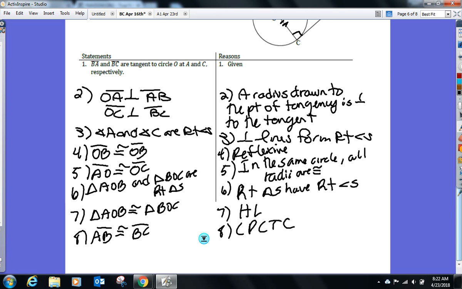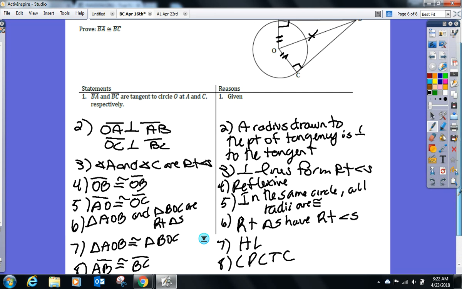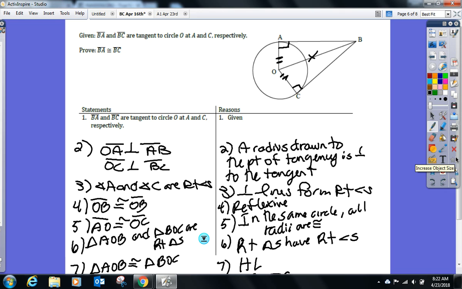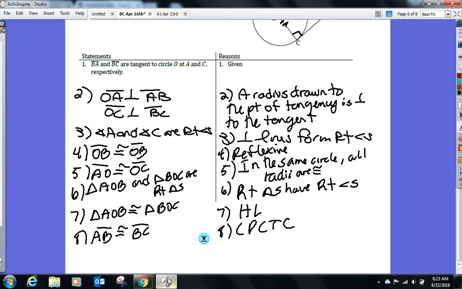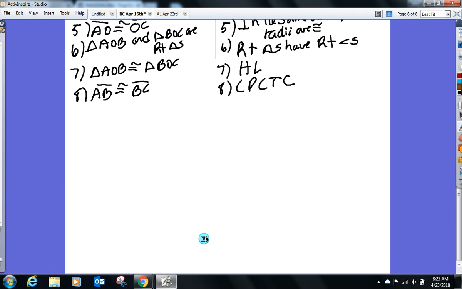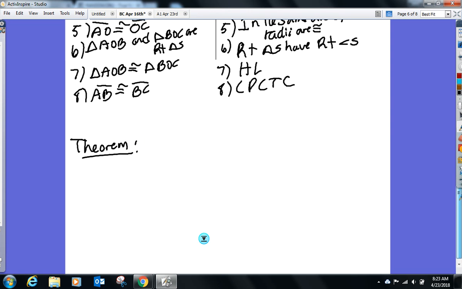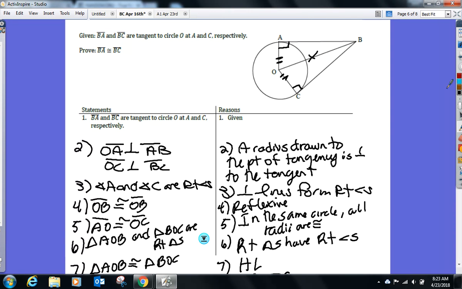All right, here's the good news. It's always going to be true that those two segments are congruent, based on a theorem which you guys just proved, which is the following. Here's the theorem. Can somebody describe to me, in a geometric vocabulary word, what AB and BC are?